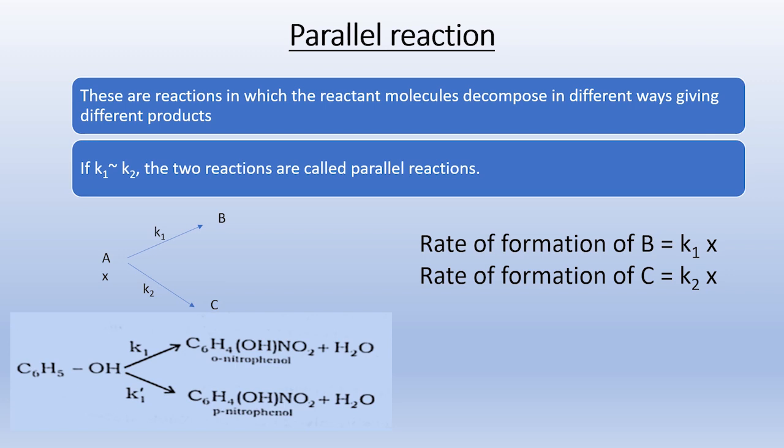So that is an example for a parallel reaction, and for this we can write the rate of formation of B. If the concentration of reactant A is X, then the rate of formation of B is equal to K1 into X, and the rate of formation of C is equal to K2 into X. So that is a parallel reaction. That means the reactant gives more than one product in more than one step.